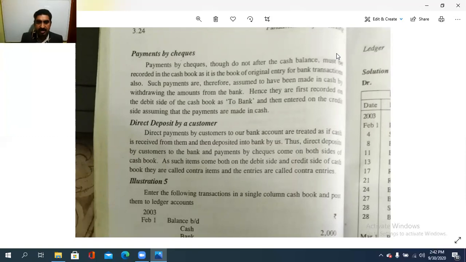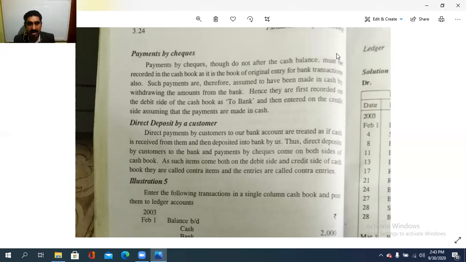Then payment by check. Payment by check, though it does not affect the cash balance, must be recorded in the cash book as it is the book of original entry for the bank transaction also. Such payments are assumed to have been made in cash by withdrawing the amounts from the bank. Hence, they are first recorded on the debit side of the cash book as to bank and then entered on the credit side, assuming that the payment is to be made in cash. അതായത് ചെക്ക് റിസീവ്ഡ് ആണെങ്കിൽ ചെക്ക് കിട്ടുന്നത് പോലെ അത് കാണിക്കുക, എന്നിട്ട് അതിനെ ഡെപ്പോസിറ്റ് ചെയ്യുന്നതായിട്ടും കാണിക്കുക. അതാണ് പേയ്മെന്റ് ബൈ ചെക്ക് ഉദ്ദേശിക്കുന്നത്.